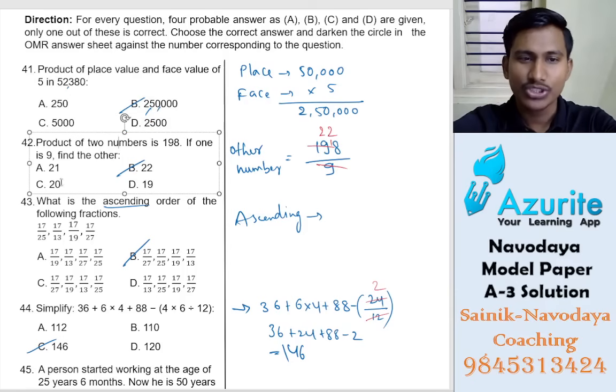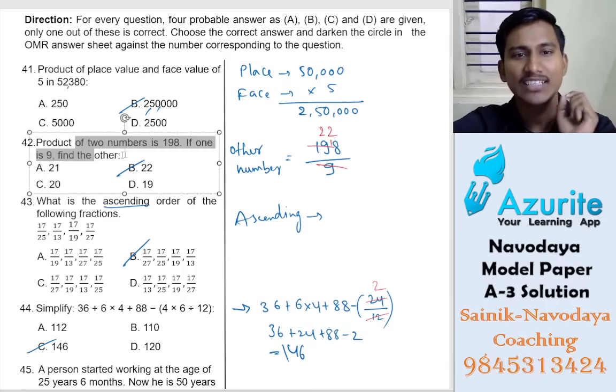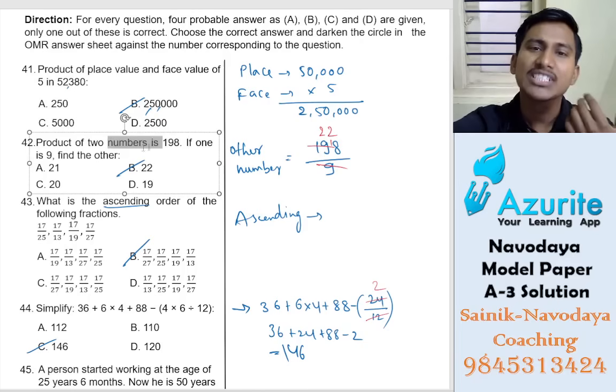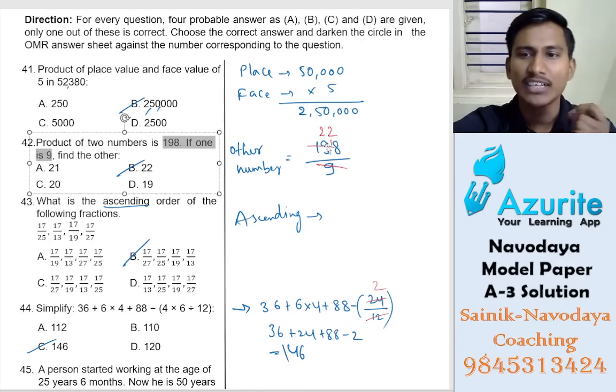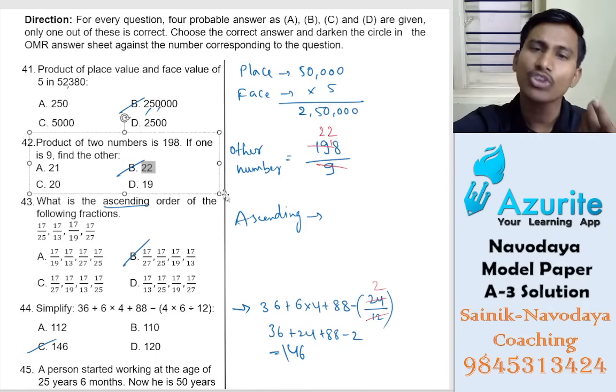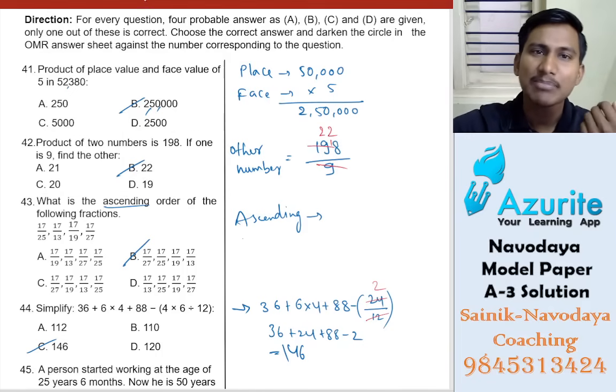So next question, what is it? Product of two numbers is 198. If one is 9, the other we have to find. So if you want to find other, we just have to divide 198 by 9. So you just divide 198 by 9, you will get the answer. 9 to the 18, from 19 1 will be remaining and it will become 18. 9 to the 18, so 22 will be the answer. Or you can go with options, that is by multiplying with 9.